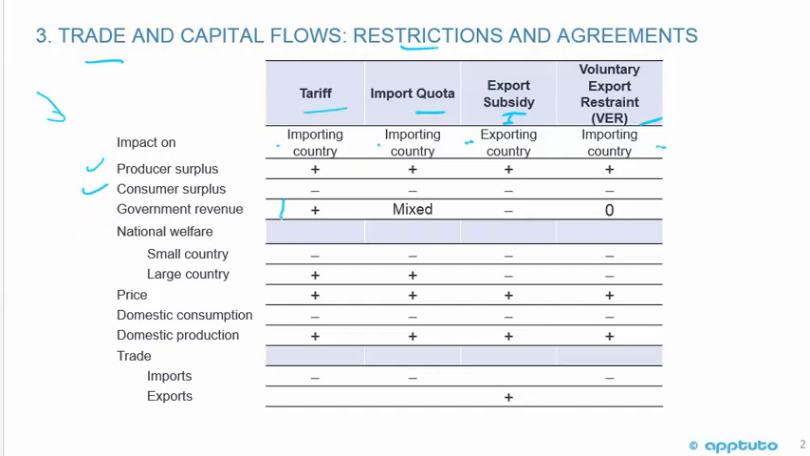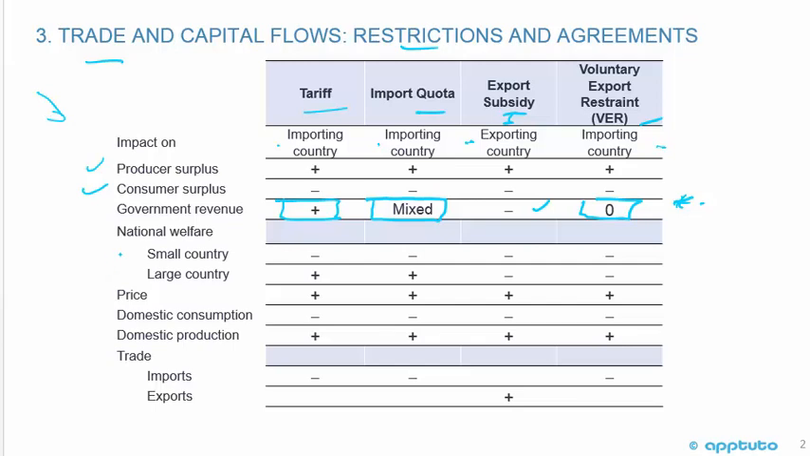We can see with a tariff that's positive. We had a practice question on that before. With a government revenue with regards to an import quota, that could be mixed, okay? But definitely with an export subsidy, that's negative because they're spending money to help stimulate their production and their exporters. And for voluntary export restraint, you can see here it's 0. So I could make a nice little practice question based on that.